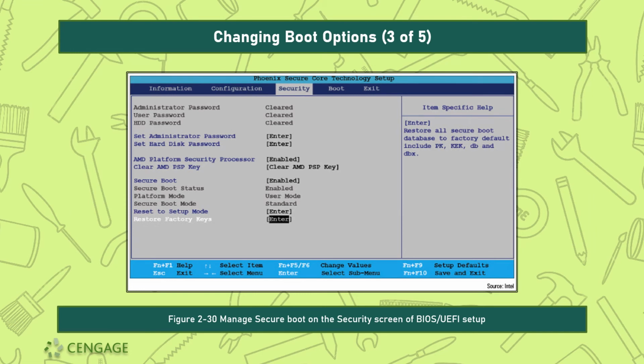So here we can see that the factory keys are being restored for this particular AMD system. You've got some platform security here turned on or off based on what you need. And it will help to read your documentation and be aware of what you're saying yes or no to when you modify these options.